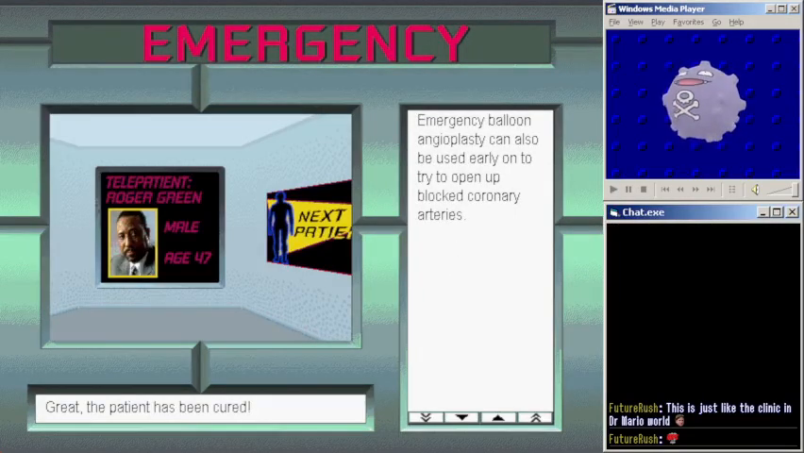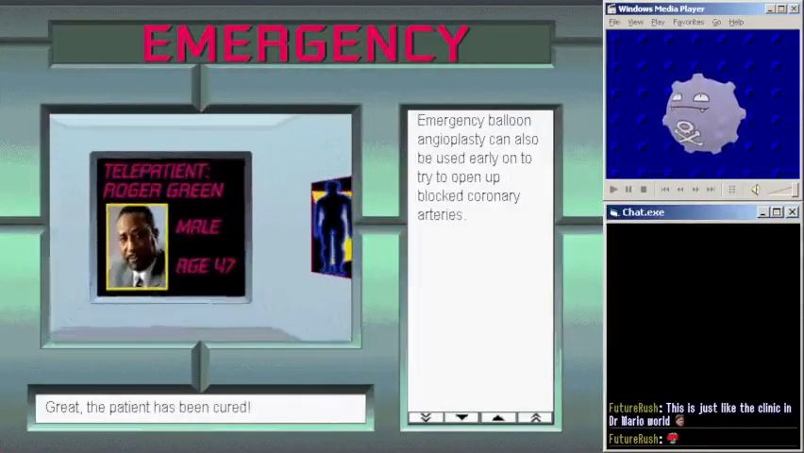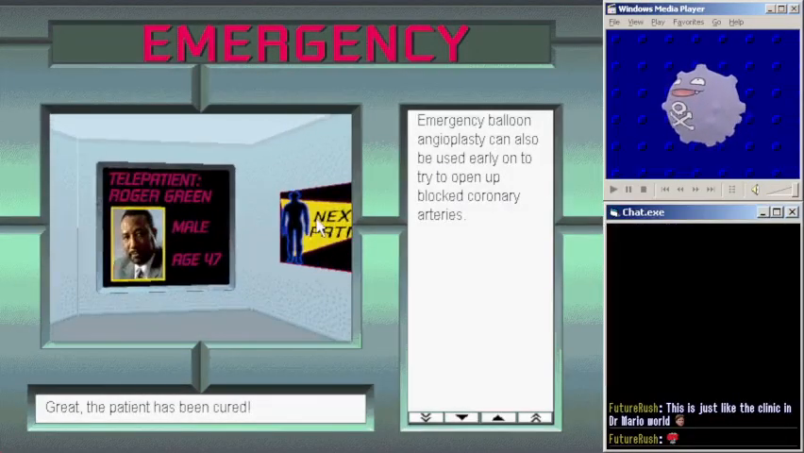I'm also noticing the narration is not exactly matching the text. Well, next patient.